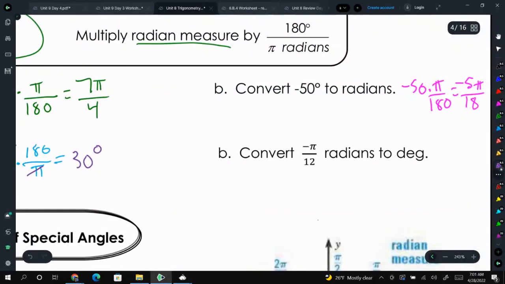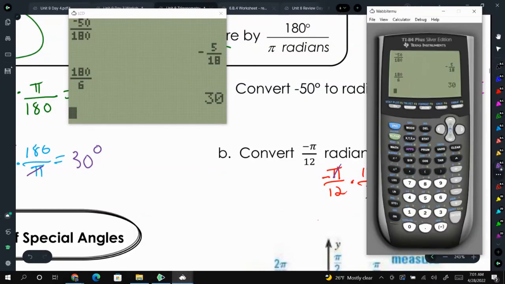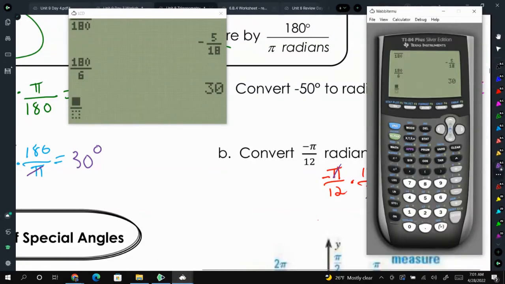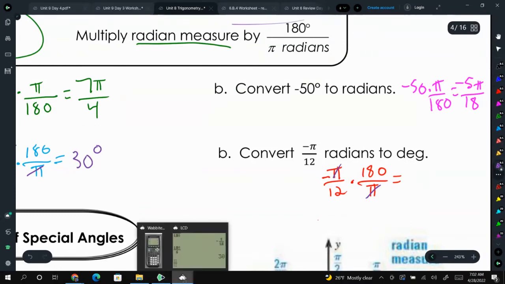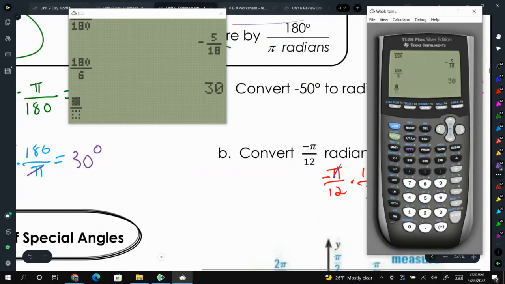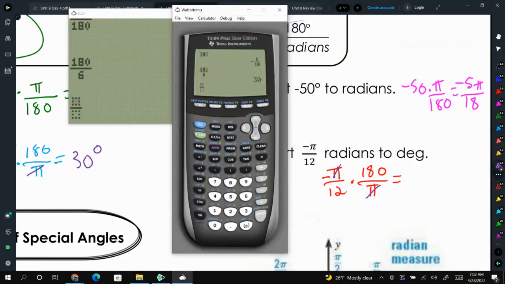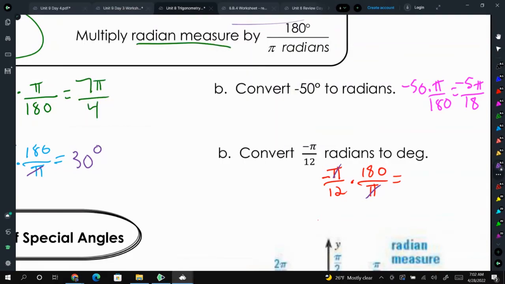And then letter B, okay, again, the pi's will cancel, but the negative does not cancel. So it's going to be negative 180 over 12, and that reduces to 15 degrees.